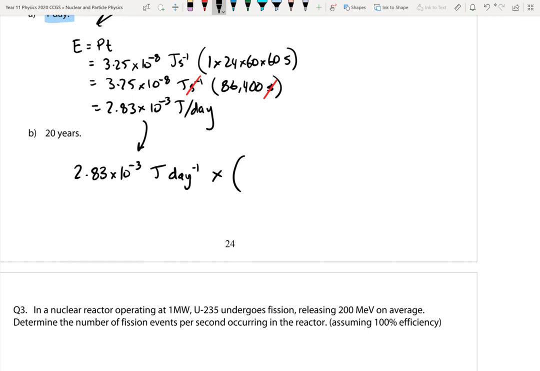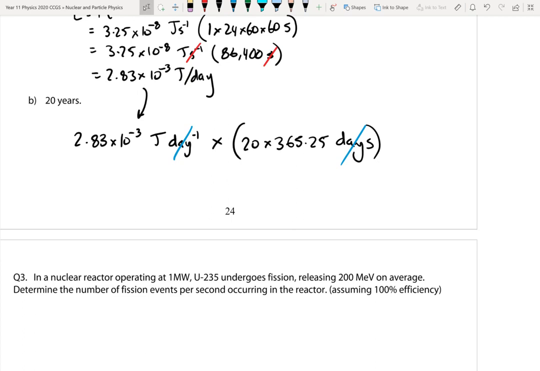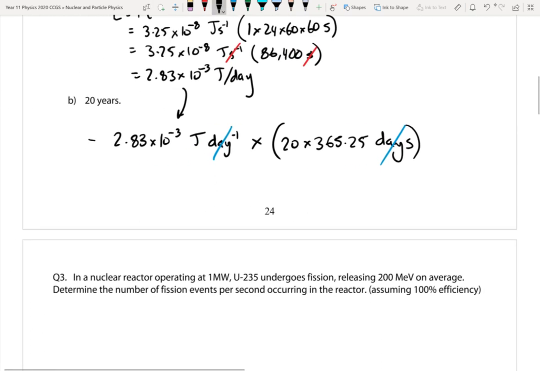So let's go 20 times 365.25 days, which is 7,305. Cancel. What if we forget to write 0.25? You'll be off by something that should not be significant. Just check that, because I get 20.5. 20 times 365, times by the energy per day, and you get 20.5.